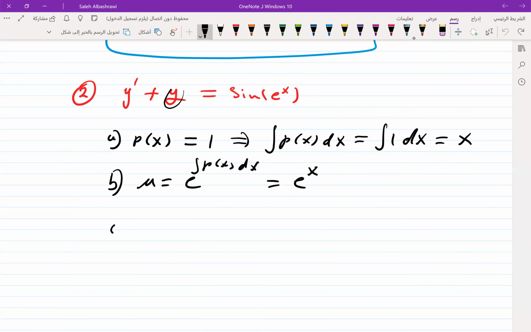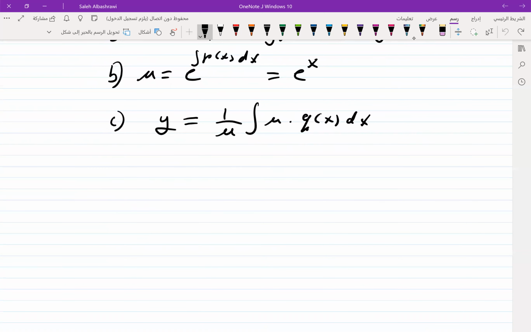Y will be equal to 1 over mu multiplied by integration of mu times q of x dx, which is equal to 1 over e to power x multiplied by e to power x times sine e to power x dx. That will be e to power minus x. Now the integration of e to power x multiplied by sine e to power x can be done using integration by substitution.